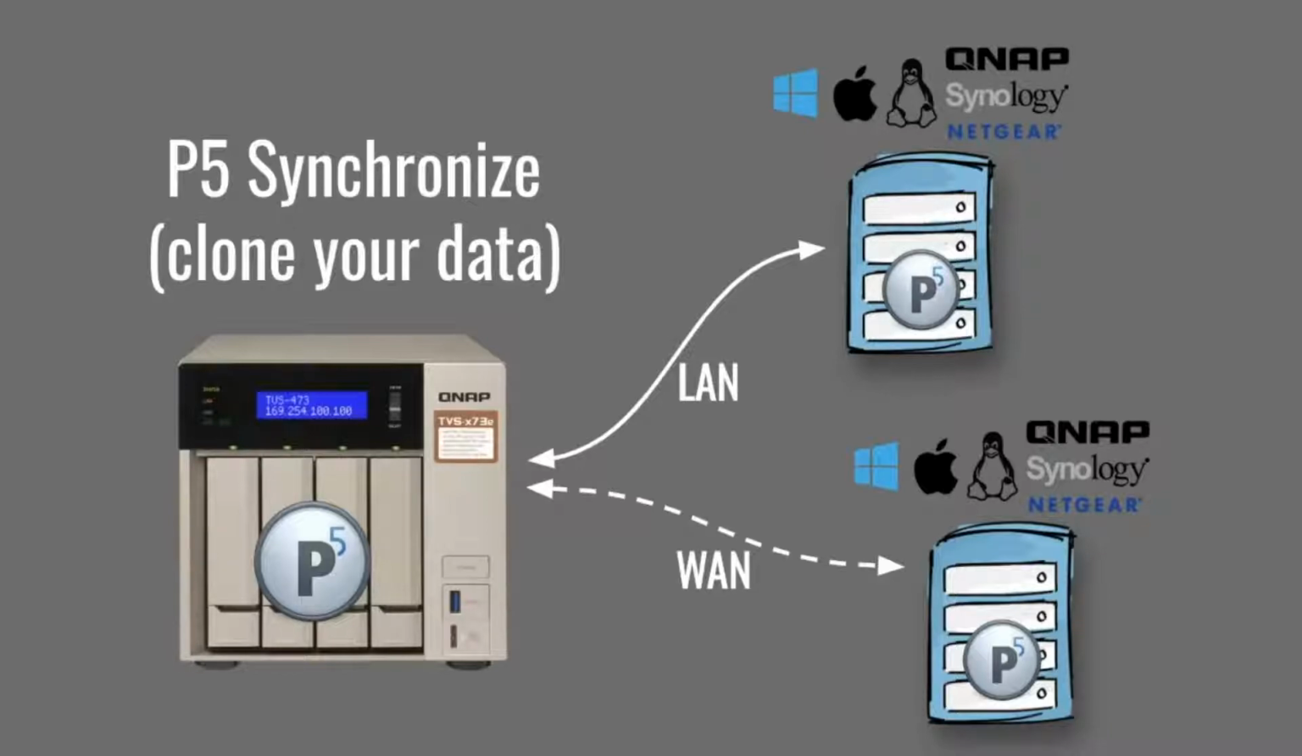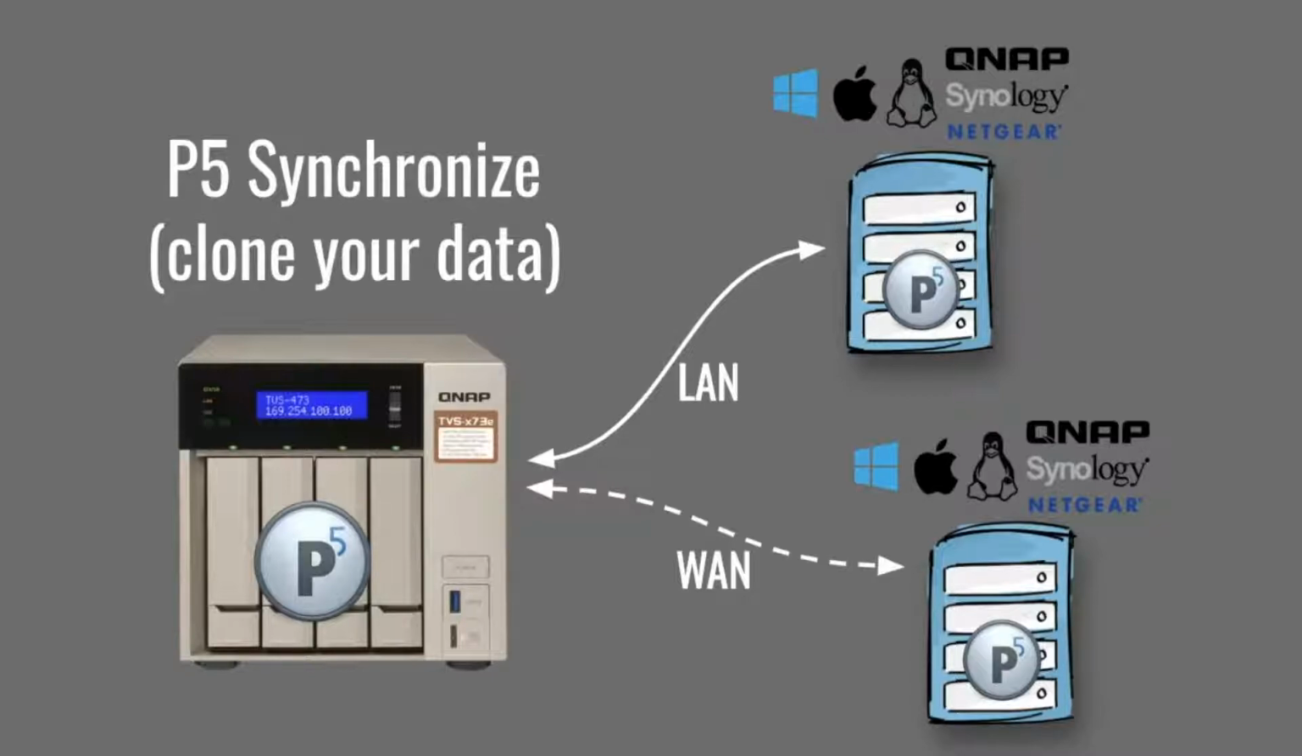Let's look at a couple of the workflows, and then Tamblyn is going to talk in a little more detail about the QNAP product. If you wanted to use P5 Synchronize, which is the cloning product, on your QNAP there on the left-hand side, then you could use the LAN or the WAN to clone data with other hosts, which could be Windows, Mac, Linux, QNAP, Synology, or Netgear. So if you've got an old Windows server, or even a new Windows server, that you want to clone the data to a QNAP, then you can do that. You can do it in any direction.